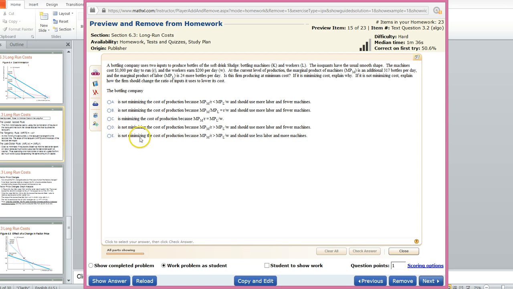E is not minimizing the cost of production because this holds. That's true, and should use less labor and more machines. Based on our analysis, E is correct. So check the answer, and we're done.